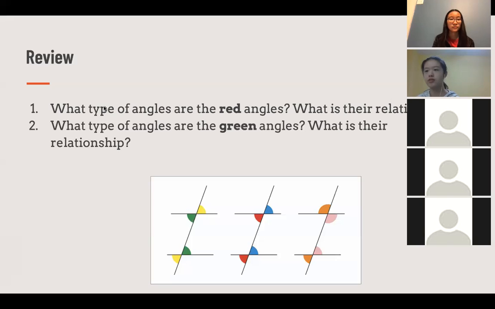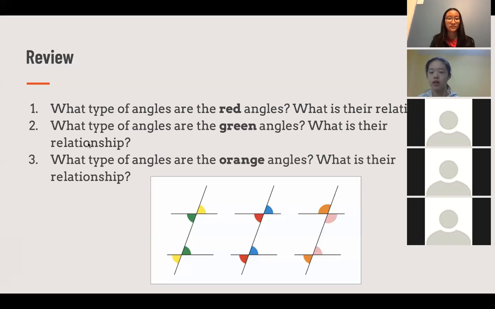Okay, so it looks like most of you got it. Yep, the green angles are opposite interior angles because they're on opposite sides of the transversal, but they're in between the parallel lines, so they're on the interior. And opposite interior angles are always congruent or equal to each other.